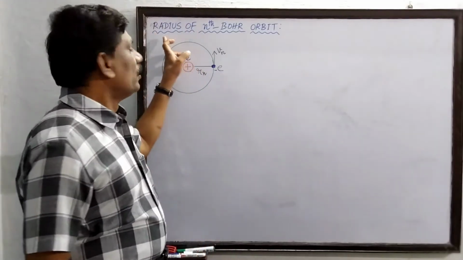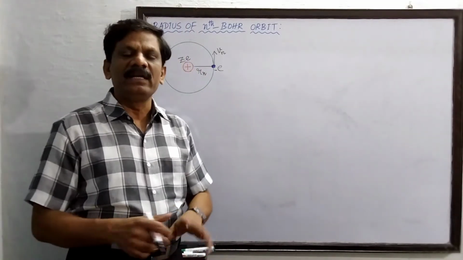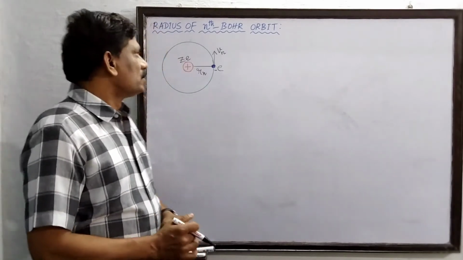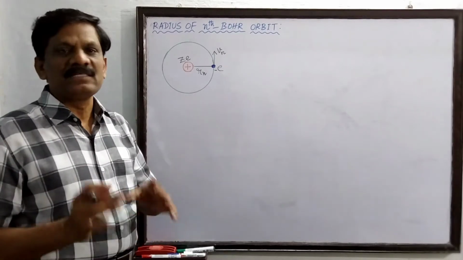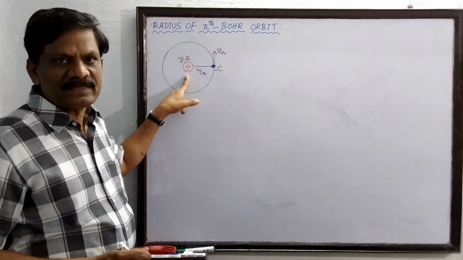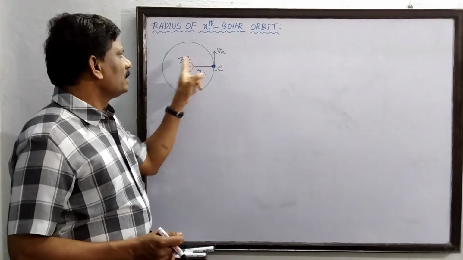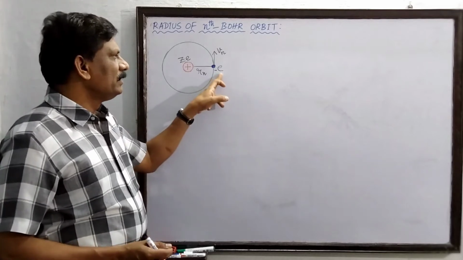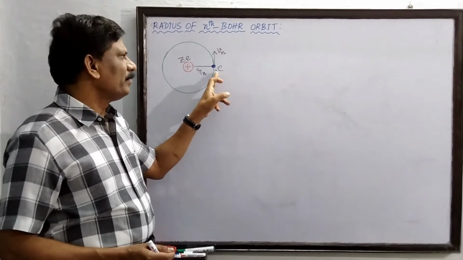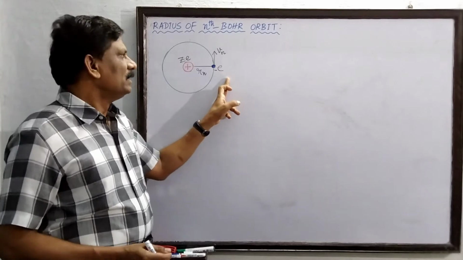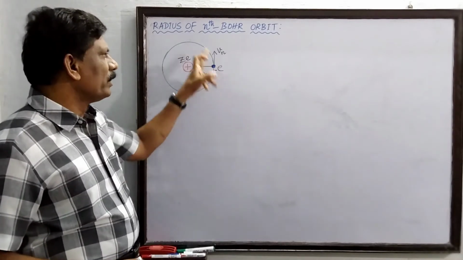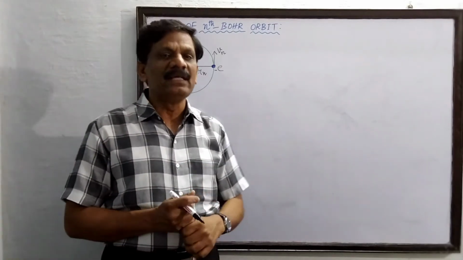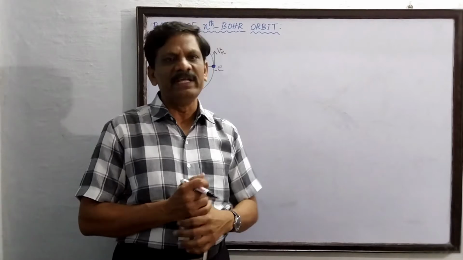Students, now we are going to derive an expression for the radius of the nth Bohr orbit for a hydrogen atom. In general, any atom has a positively charged nucleus whose charge is Ze. Z is the atomic number of the atom and e is the charge of the electron. It has a negative charge, so minus e, and it is revolving around the nucleus in a circular path of radius Rn. Depending upon how much energy it has, the radius of the orbit may vary.